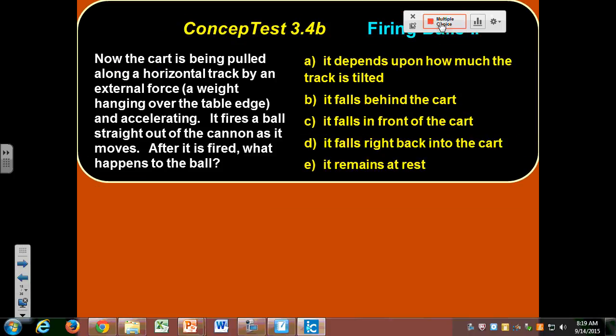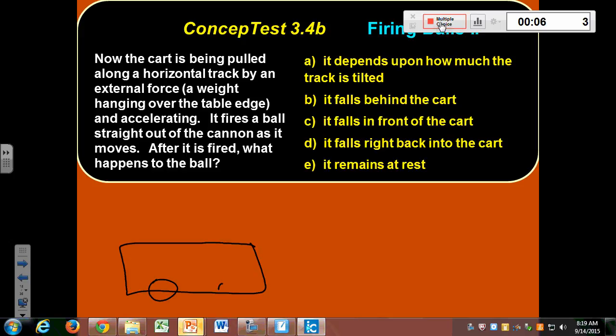Now the cart is being moved along a horizontal track by an external force. That means it's accelerating. So now, instead of moving with a constant velocity, I have it accelerating, but I still throw this ball up with some velocity in the y direction. And it's accelerating now in the x direction. What's going to happen to the ball?